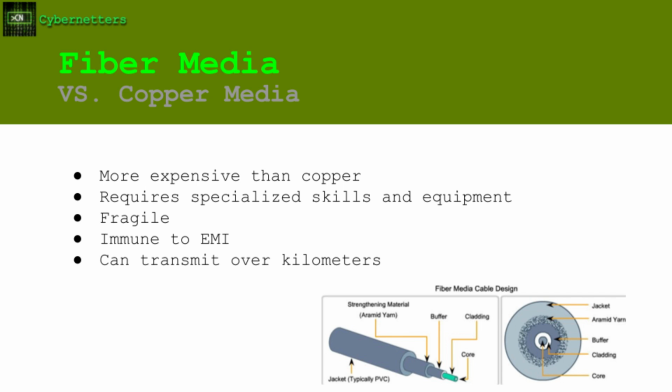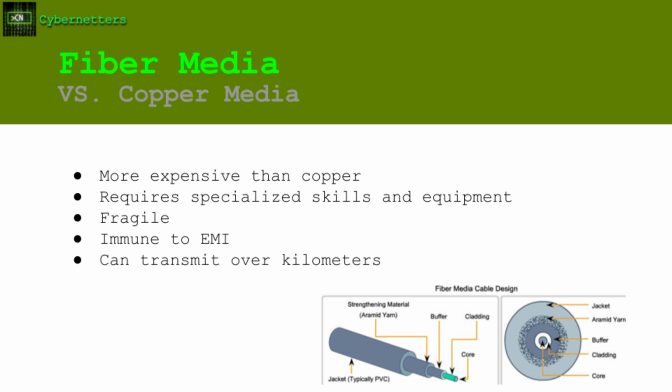Let's now talk about how fiber optic cables compare to copper cables. So, fiber is more expensive than copper for the same distance, but it offers higher bandwidth and speed. Fiber requires specialized skills and equipment for splicing, terminating, and repairing, while copper is easier to install and maintain. Fiber is fragile and must be handled with care to avoid bending or breaking, and copper is more physically robust.